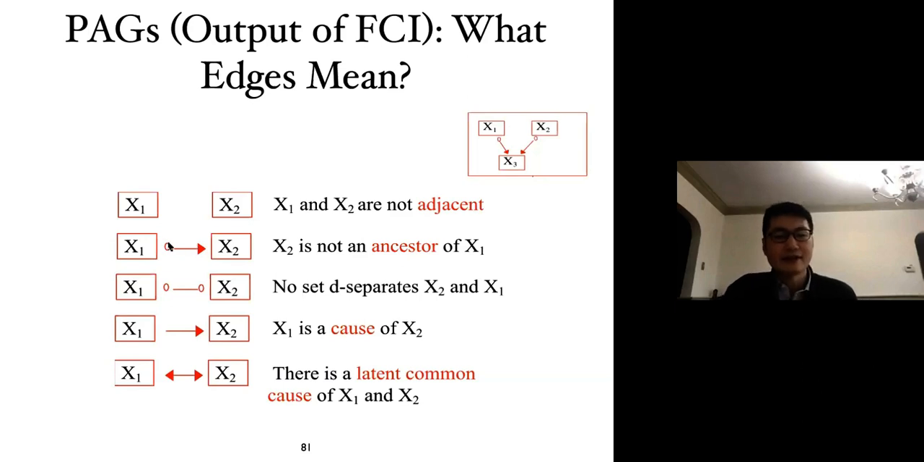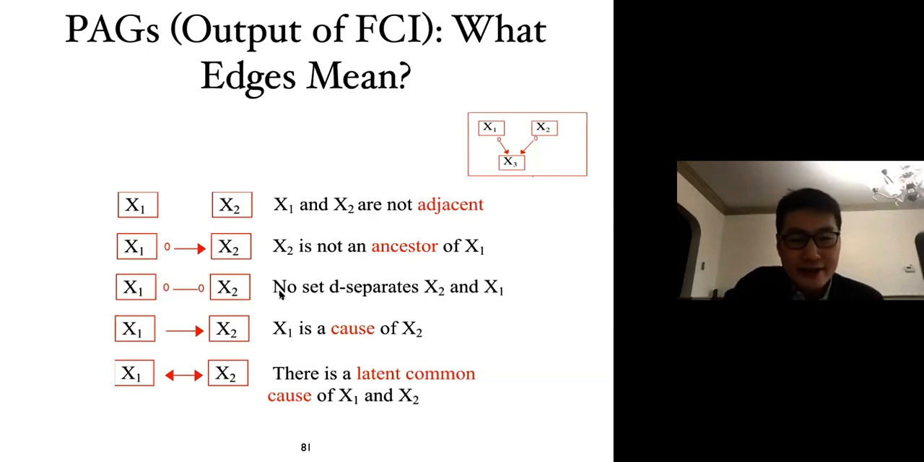By the way, the circle means the following thing. If you observe a circle, that means right here we can have an arrowhead or arrow tail. If it's the tail, then X1 is the cause of X2. If it's the head, then they have a confounder. So finally, it means X2 is not the ancestor of X1 because we always have an arrowhead here.